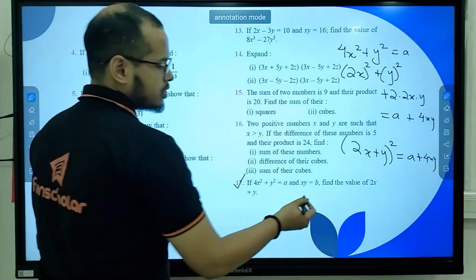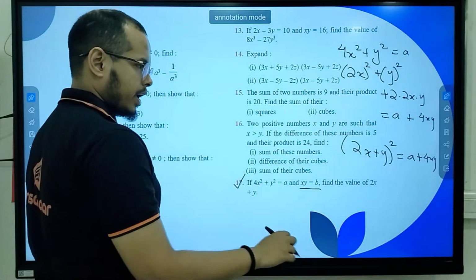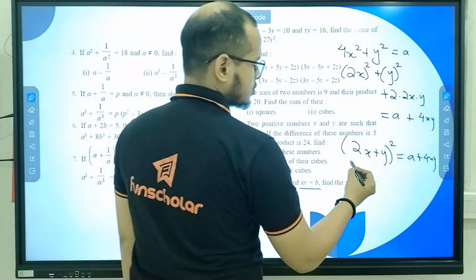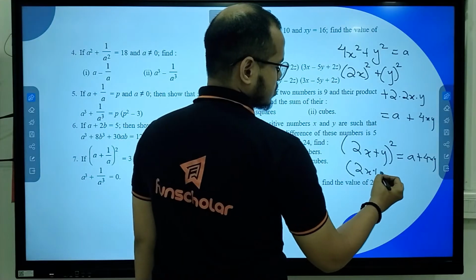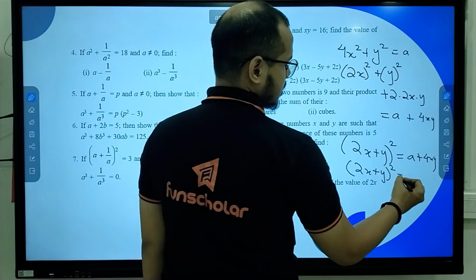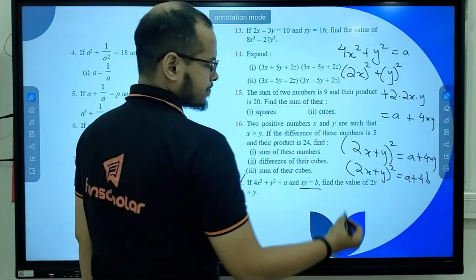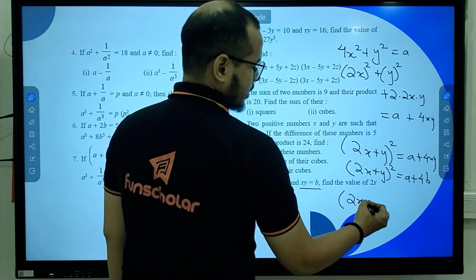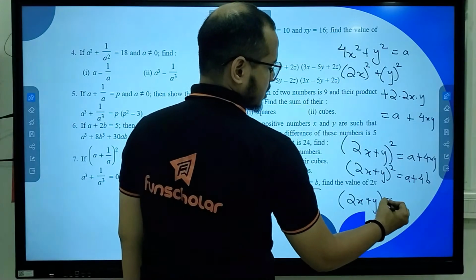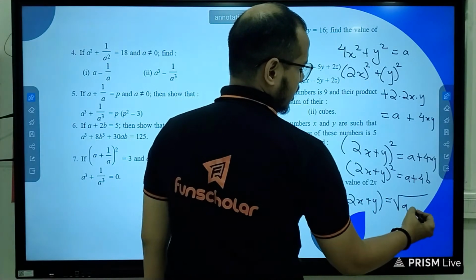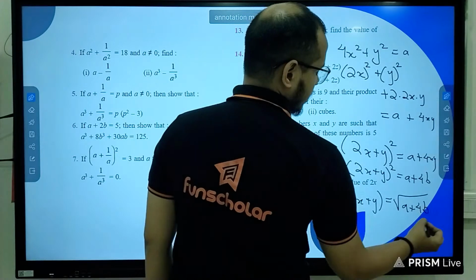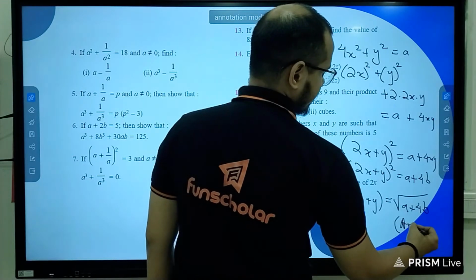But in the question only xy is given as b. So (2x + y)² is equal to a + 4b. So 2x + y is nothing but root over a + 4b. That is the answer.